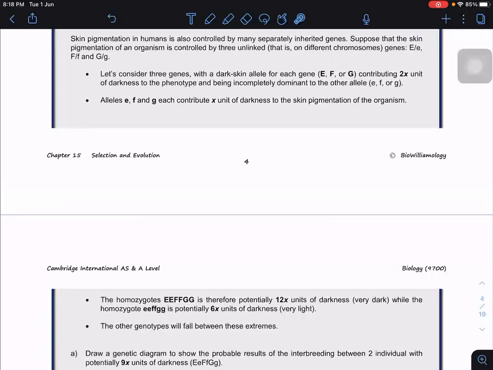So we have E, F, and G, three genes. Each of them has what we call the big E, F, or G allele, which contributes 2 times the units of darkness. And the alleles small e, small f, small g contribute 1 times the darkness to the skin pigmentation. So what does this mean?